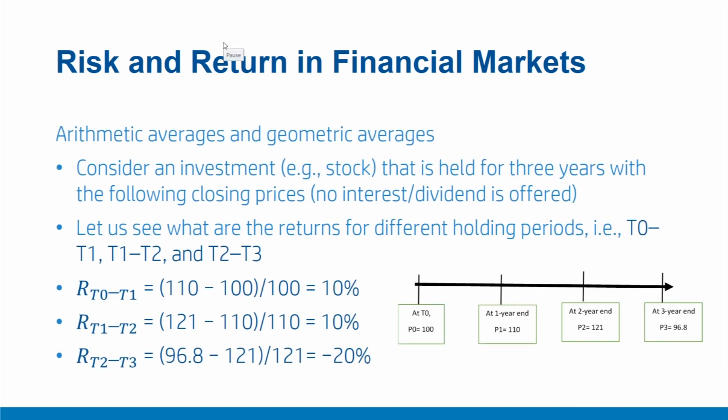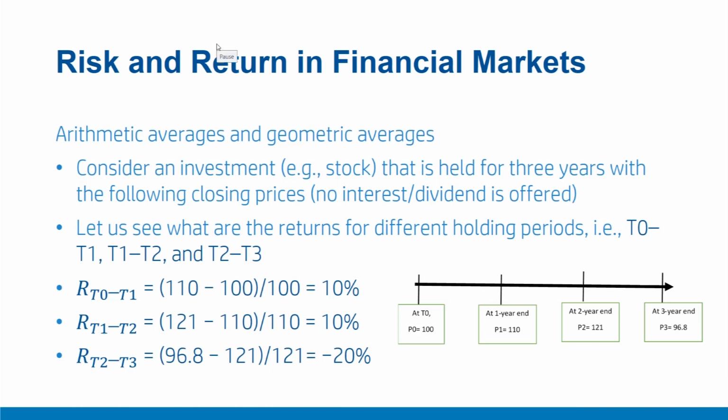Now we'll come to the computation of actual returns and a comparison between arithmetic averages and compounded returns. Consider investment in stock that is held for 3 years with the following closing prices. Assume that no interest or dividend is offered, so we can see the timelines. At t equal to t naught, price is p naught, which is 100. At 1 year end, price p1 equal to 110. At 2 year end, price p2 equal to 121. At 3 year end, p3 equal to 96.8.